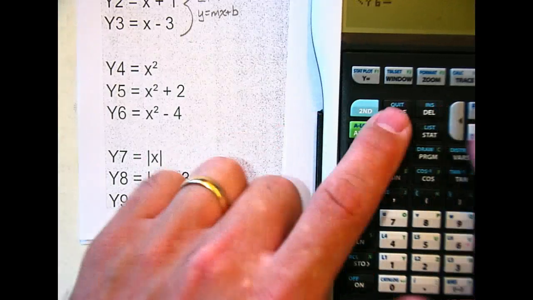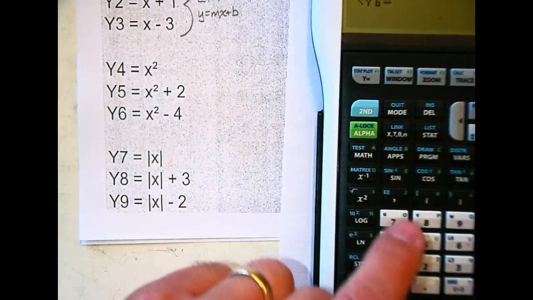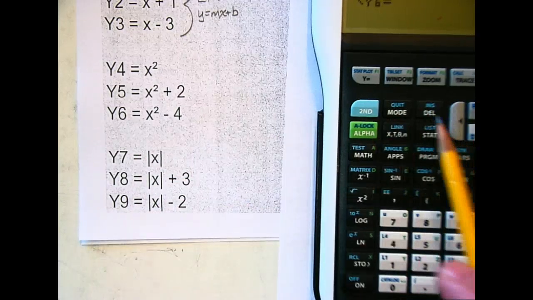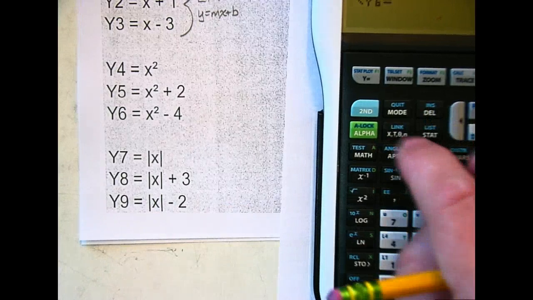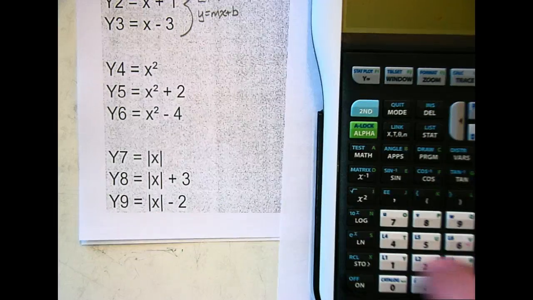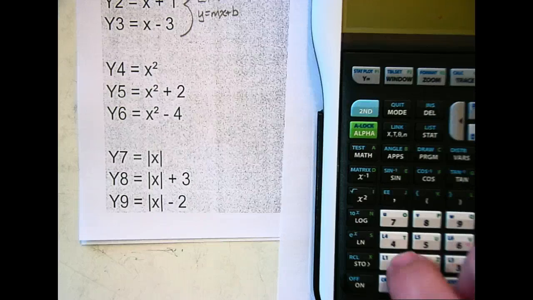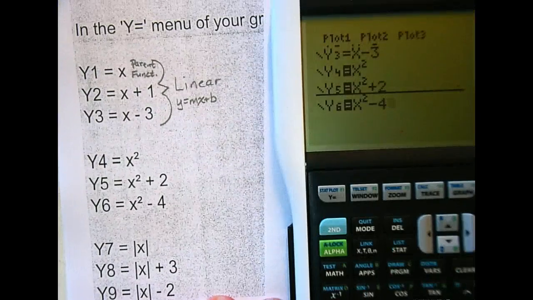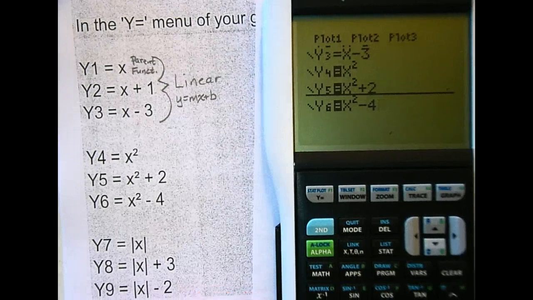All right. If I want to clear a whole line, I could just hit clear. If I want to delete a certain item, just hit delete. Okay? So we got our x squared plus 2 and our x squared minus 1. No, minus 4. Excuse me. Can't really see it. Okay. Thank you. Thanks for telling me. All right.